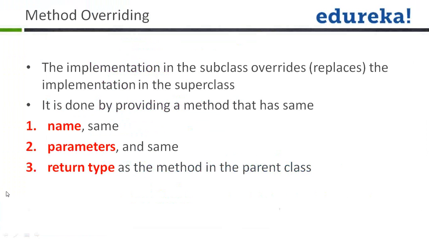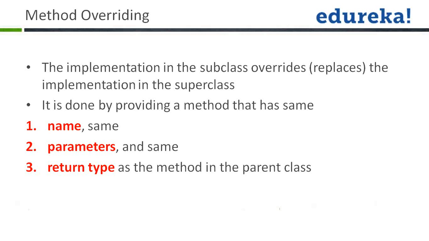Now we come to method overriding. The implementation in the subclass overrides, replaces, the implementation in the superclass. Right now we understood overloading. That means we use the same function name but we make a few changes. Now what about overriding? What are the changes that we have to make, or what are the things that will remain the same?